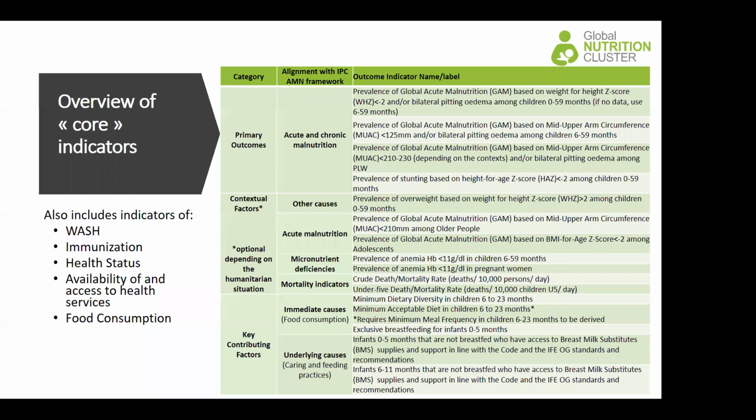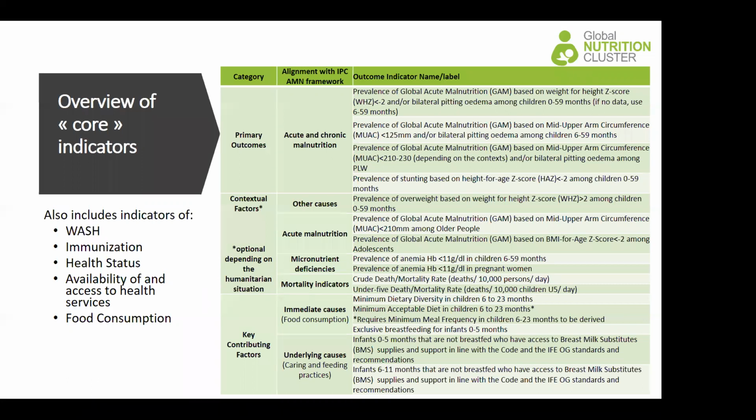To provide a bit more of an overview of indicators, because I imagine a number of questions will be received on these, we do have this set that I'm displaying, which are the more primary indicators often used throughout the various steps of the guidance. So first we have our primary nutrition outcomes based on acute and chronic malnutrition.